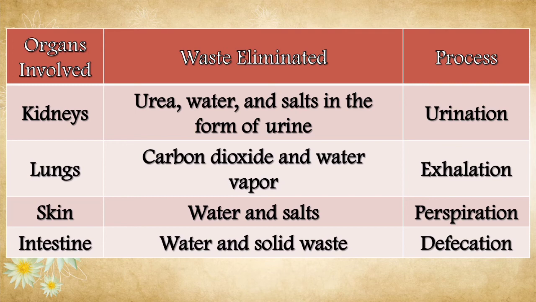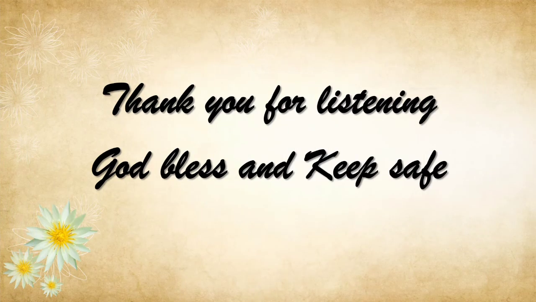From our skin, we have the process of perspiration. We eliminate the water and salt through sweat glands. And lastly, the intestine, which is the defecation, water and solid waste are eliminated. So that is the urinary system and their functions. Parts of the urinary system and their functions.